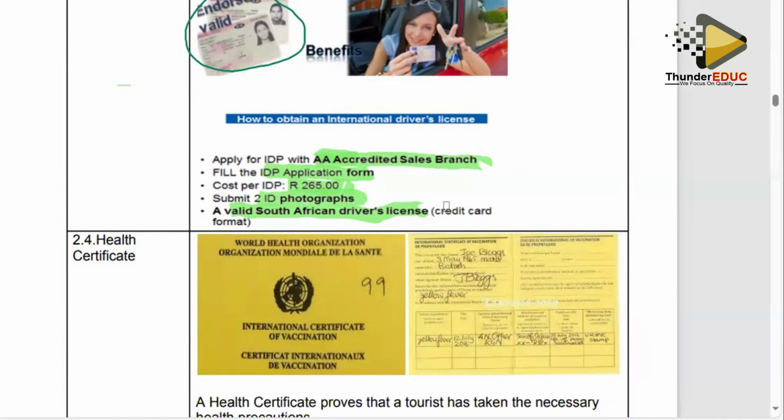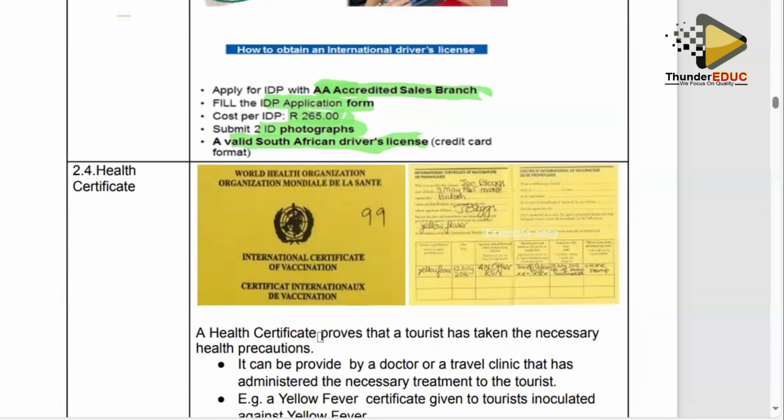Then the next certificate or the next document is known as the health certificate. So this is what it looks like. World Health Organization, then International Certificate of Vaccination. Then this is the front part. Then this is the back part.